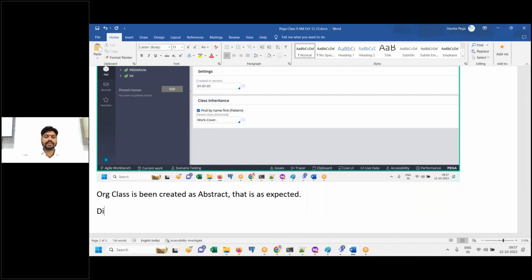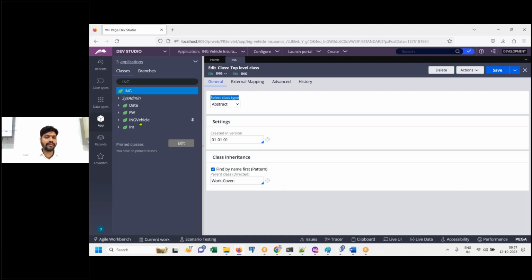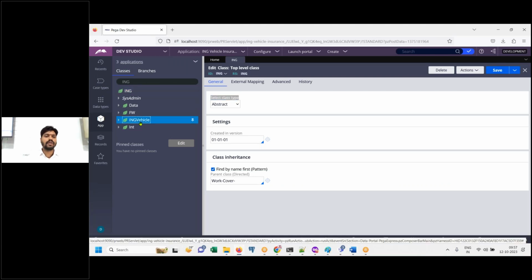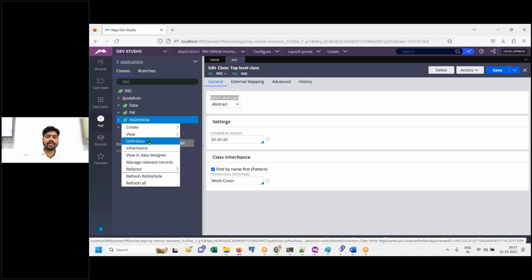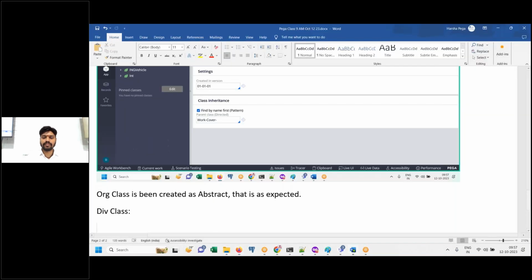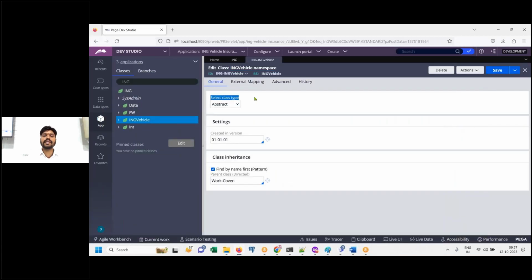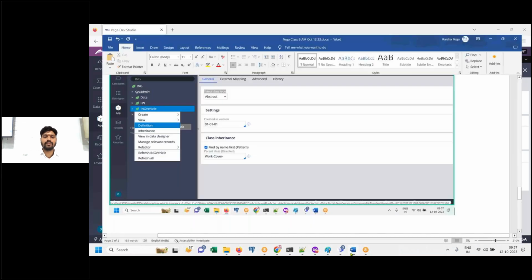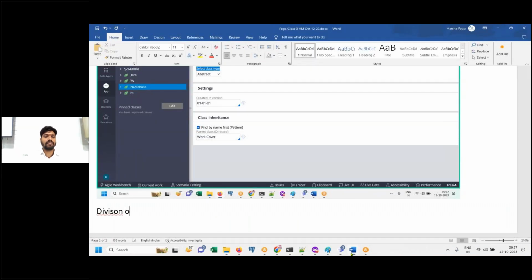Now the division class. Now division or application class, anything you can say. Let's go with the division class, the second one. Remaining classes you don't bother about. This is also created as an abstract class, that is as expected.